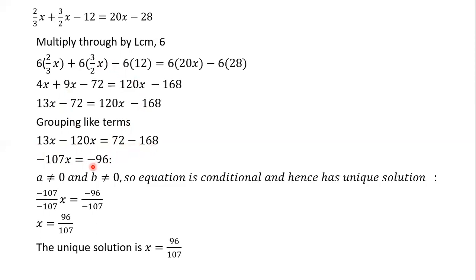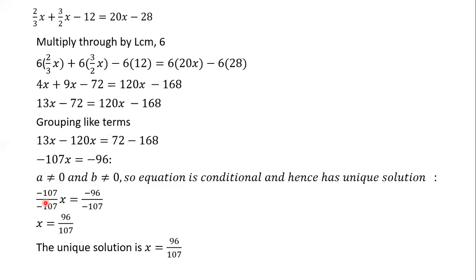So here you can see that we can express this one as ax equal to b, where a is negative 107 and b is negative 96 rather. So a is not equal to 0 and b is also not equal to 0. Therefore, we will have a unique solution. And you can find that solution by dividing through by negative 107.